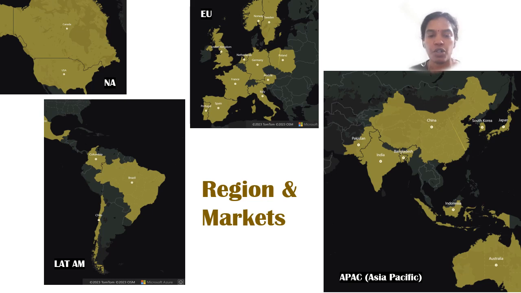This visual shows the region and markets. As you can see, we have 4 big regions: Asia Pacific, European Union, North America, and Latin America, and they have markets based in each country, which is shown in the visual.